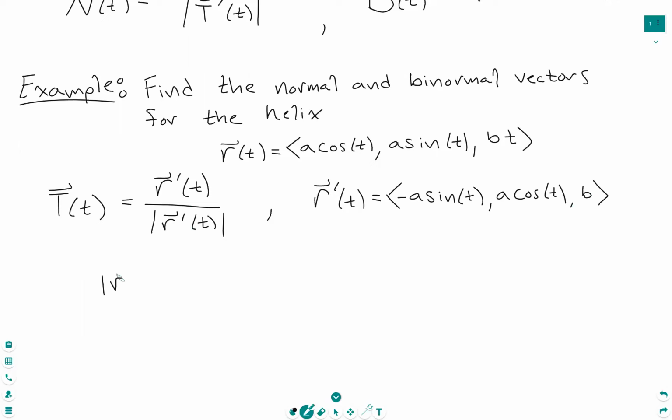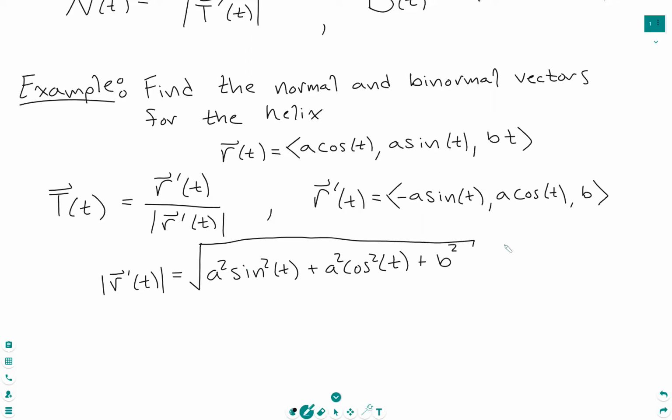So let's calculate that. We have the magnitude of r prime. Well, this is the square root of a squared sine squared of t, and then an a squared cosine squared of t, and then my last term gives me a b squared. It's all under a square root. Because our sine squared and cosine squared have the same coefficient, we can group them together and we'll just have the square root of a squared plus b squared.